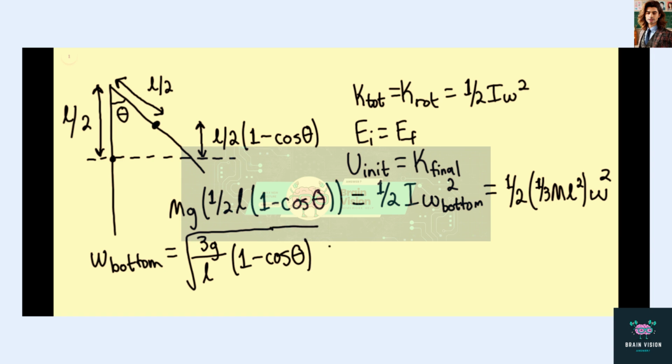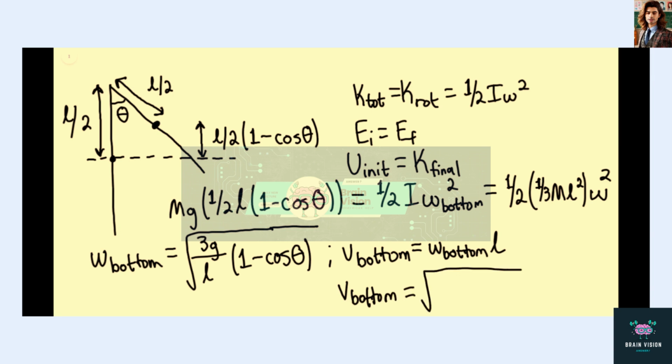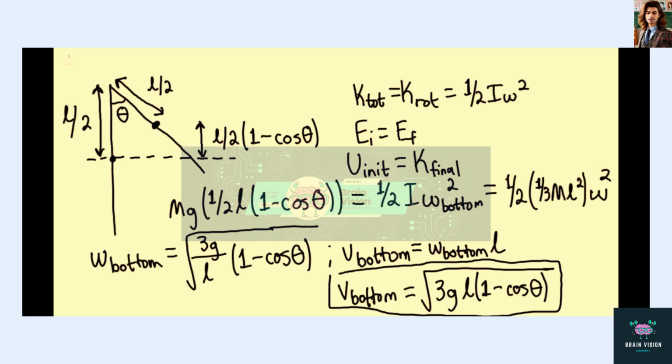And the linear velocity at the bottom would simply be equal to the angular velocity at the bottom times the length L. Therefore, the linear velocity at the bottom would be equal to the square root of 3gL times 1 minus cosine of theta. So this would be the formula for the linear velocity and the formula for the angular velocity.